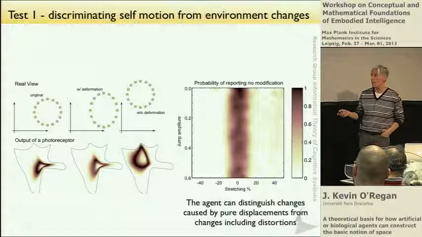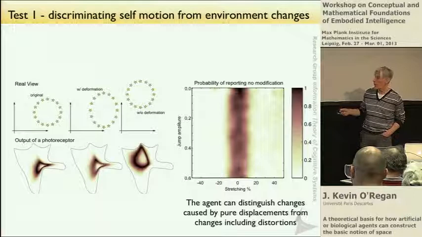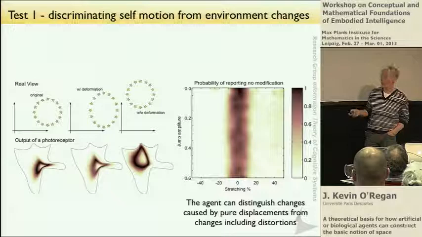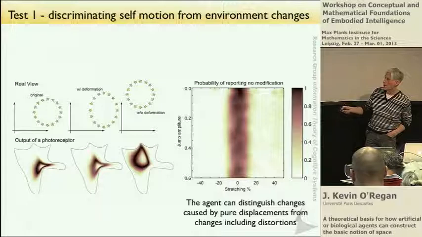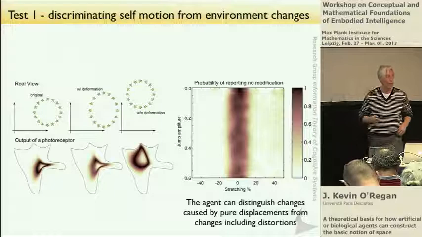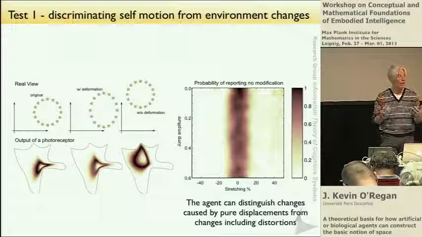And we plot here the probability for this complex agent of detecting whether or not a change has occurred. And you see that for large variations in the jump amplitude, when there's no stretching, no distortion of the actual starry landscape, the probability of saying that there's no distortion is near to one. But as soon as there's a bit of distortion, the agent sees it as being different. So the agent has passed this first test of spatial knowledge, which captures one aspect of the notion that space is an unchanging vessel. So let's look at the second test.